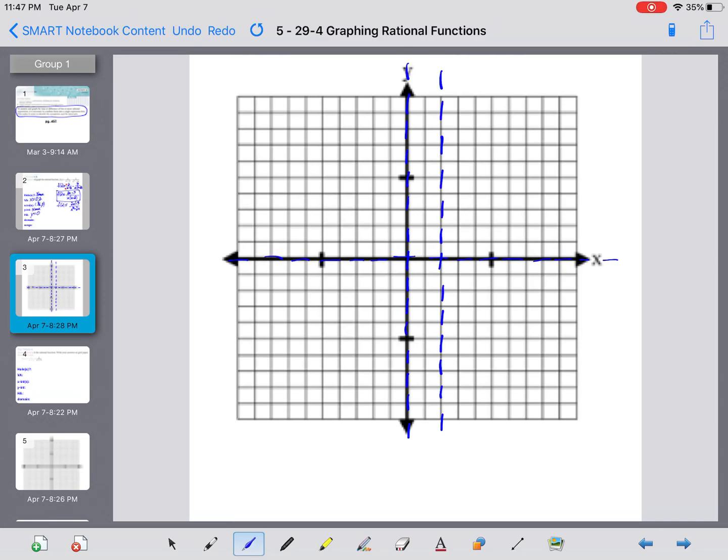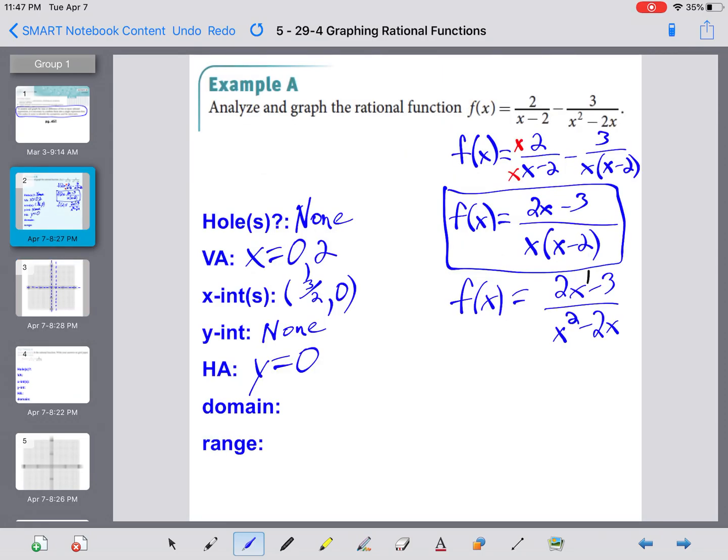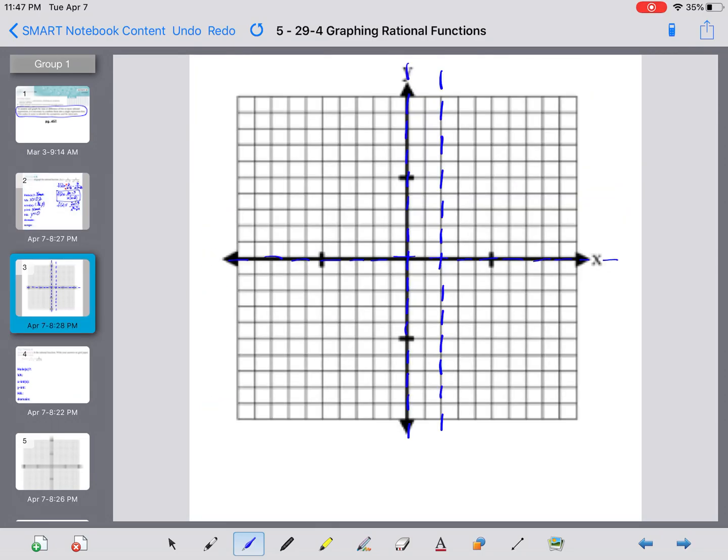There's our horizontal. And now let's do some points. The only one we have is the x-intercept at 3 halves comma 0. So that's 1.5 comma 0. So I like this example, and I wanted to show it to you again.